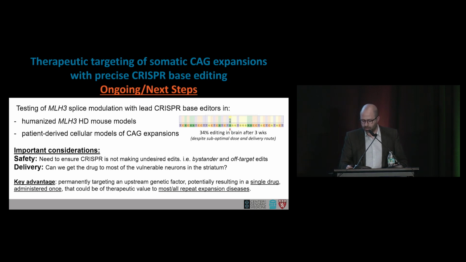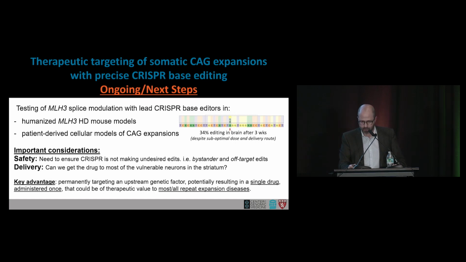We've started testing this in mice, injecting them, packaging the editors into AAVs. We've had to humanize the mouse. That's another issue with CRISPR strategies: you develop them against human sequence, and if you want to conduct preclinical testing, often that sequence is not present in your mouse model, so you need to generate a humanized mouse model. And we're also testing this in patient-derived cellular models.